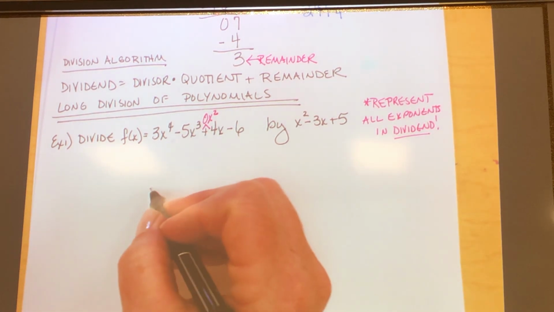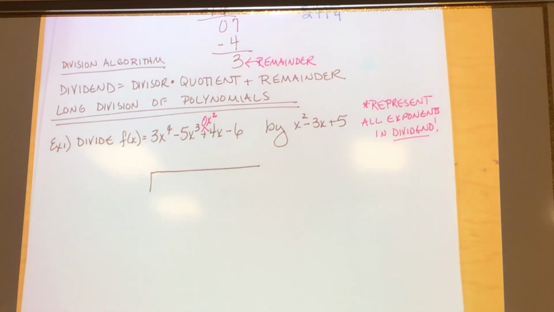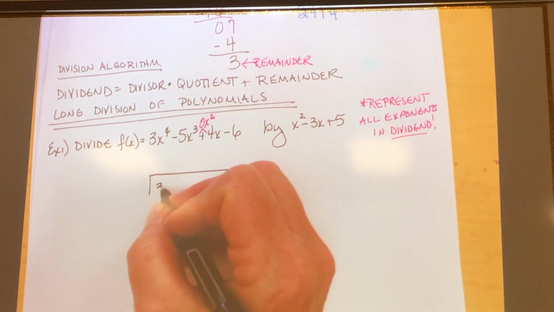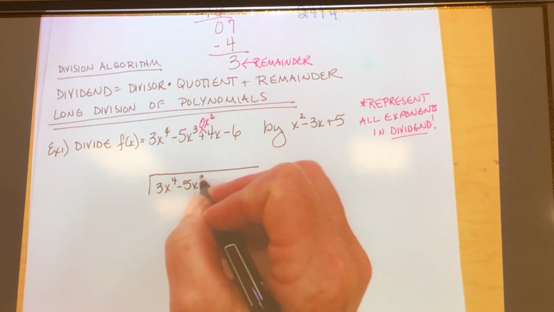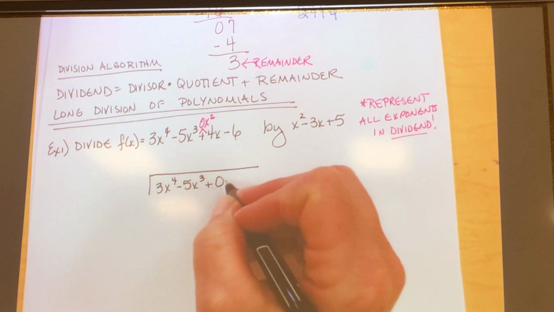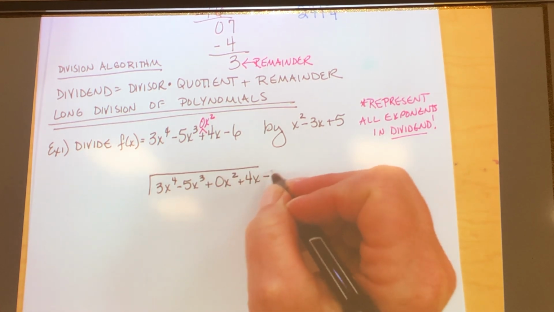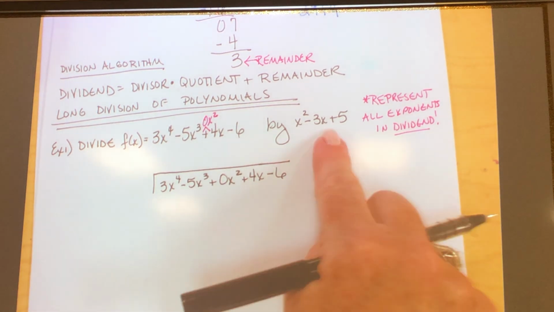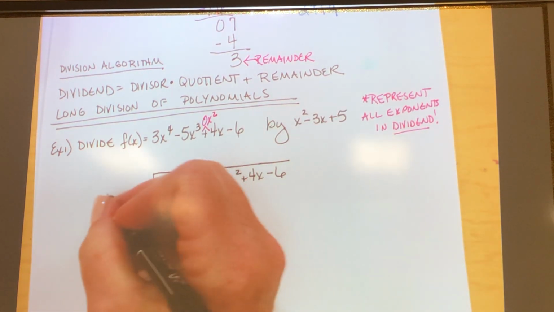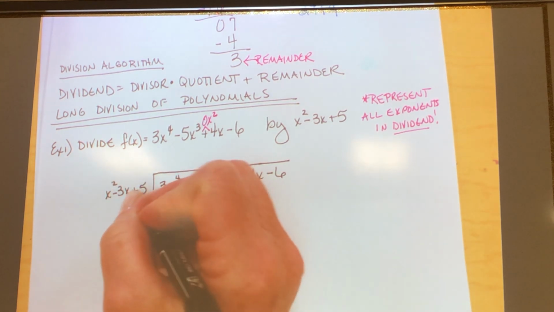So here we go. Are you ready? Draw me a house. In my house, I'm going to put 3x to the 4th minus 5x to the 3rd plus 0x squared plus 4x minus 6. Outside the house, my divisor, x squared minus 3x plus 5.